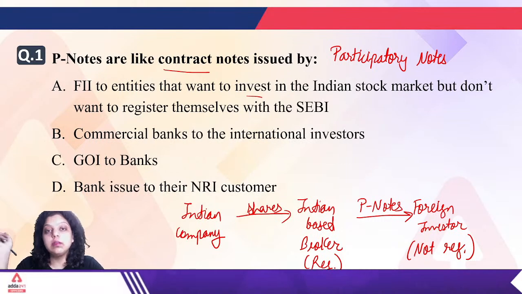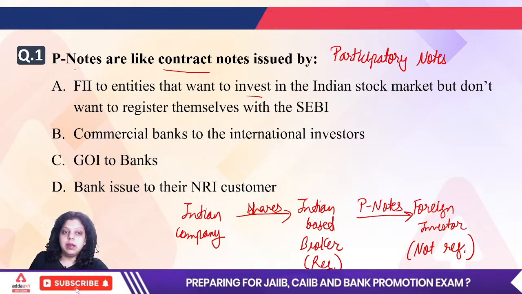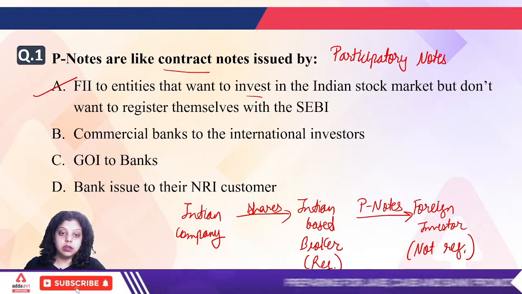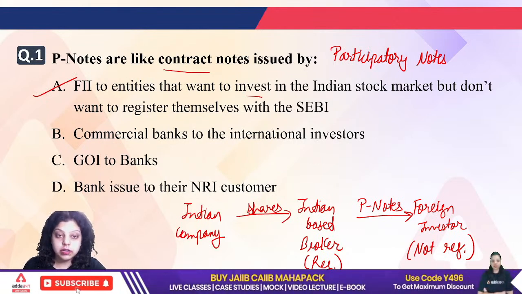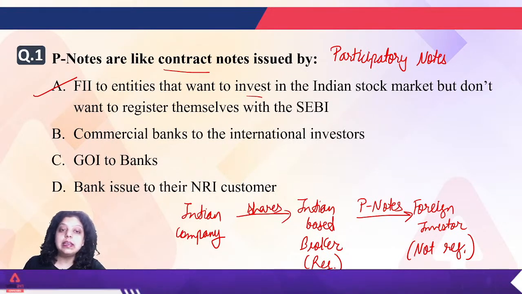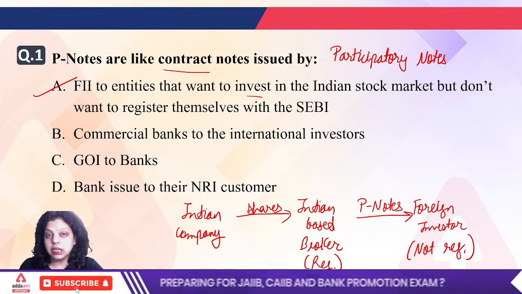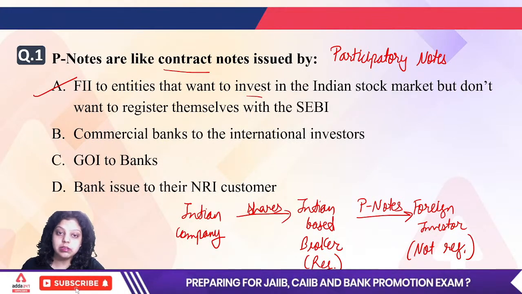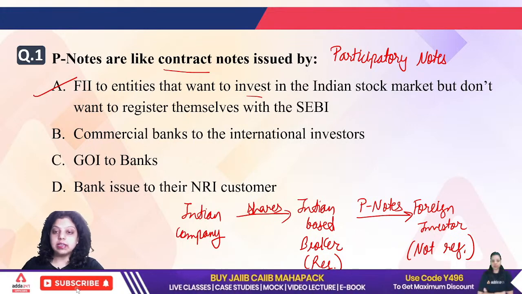So which of the following will be the right answer? Very good. The right answer will be A: foreign institutional investors to entities that want to invest in Indian stock market but do not want to register themselves with SEBI. So the right answer is option A.